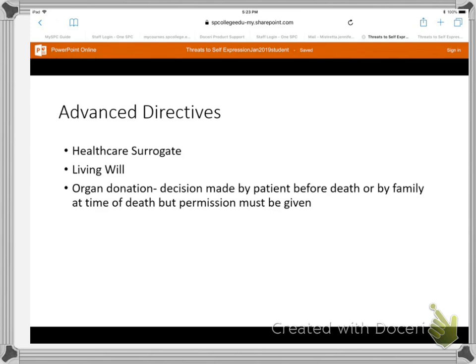Organ donation. Obviously, your decision is made by you. You have your license that says organ donor on it. Does that mean that your family has to let them do it? It doesn't mean that they have to let them do it. Hopefully, if you've made that decision, you've also talked to them about that and they're okay with it.